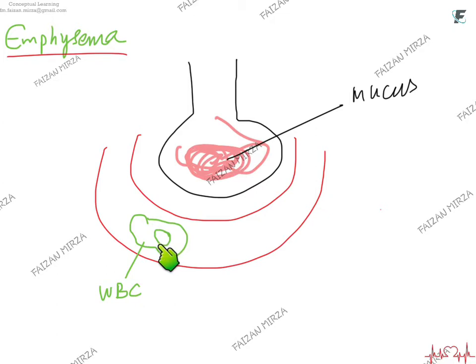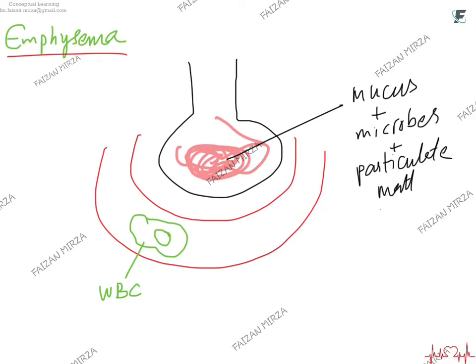Now, the white blood cell which is here will get a signal from this inflamed alveoli, from the alveoli which has this mucus accumulated here. So what would the white blood cell do? The white blood cell needs to clear up this mucus. It must clear up the microbes and the particulate matter which have colonized in this region.